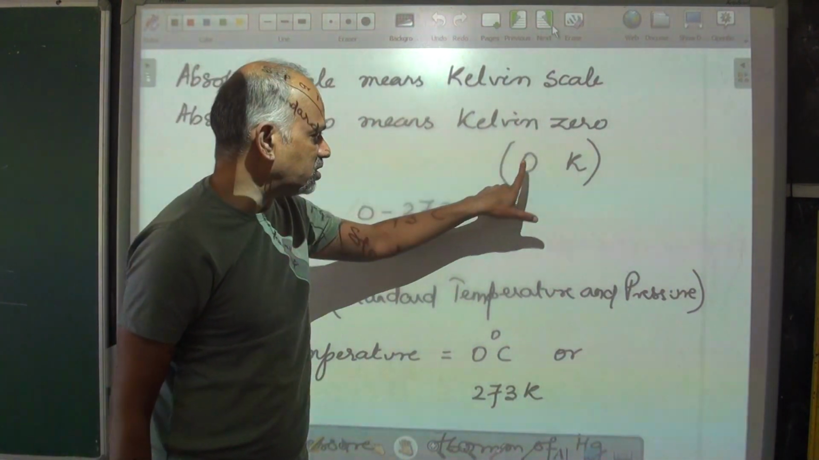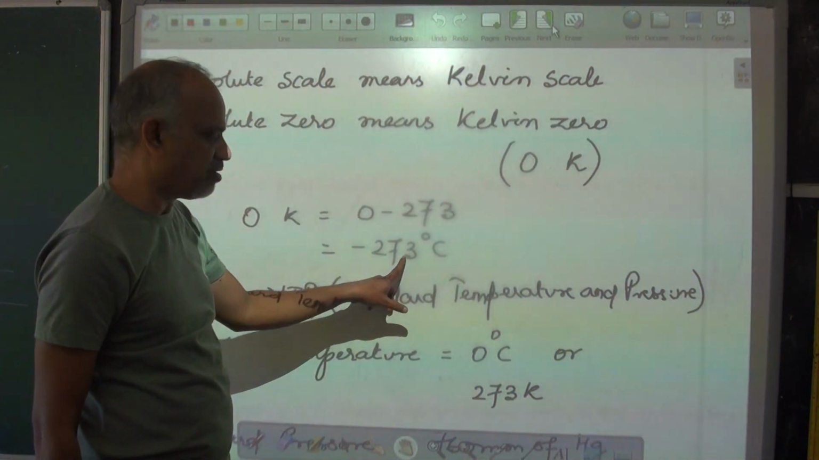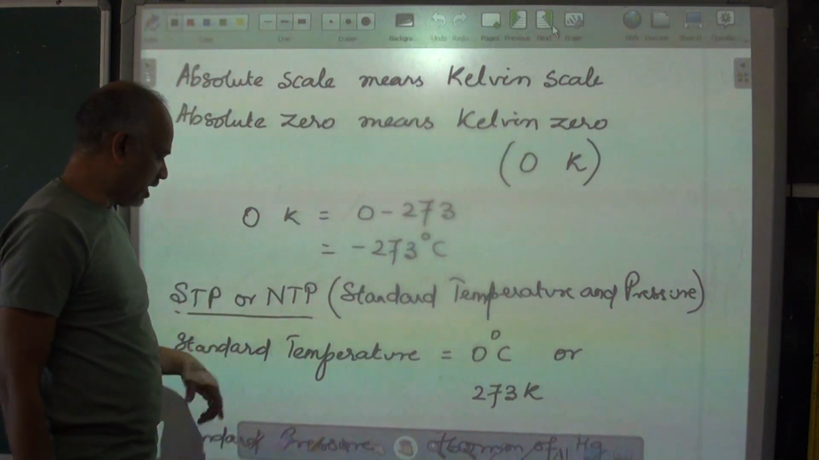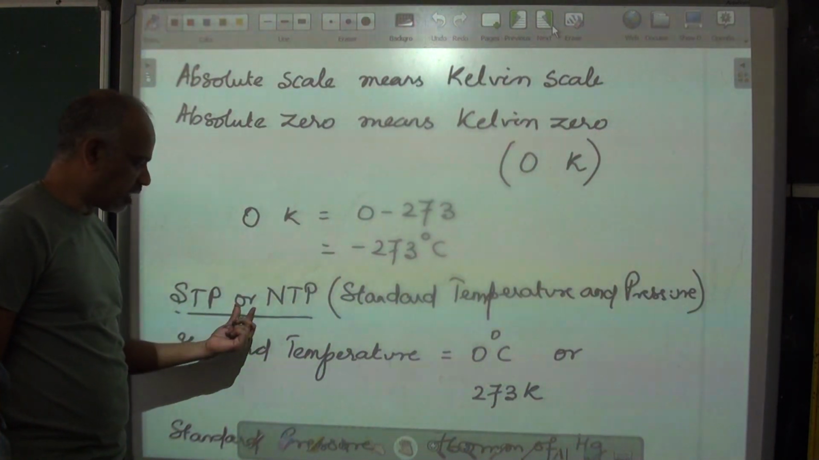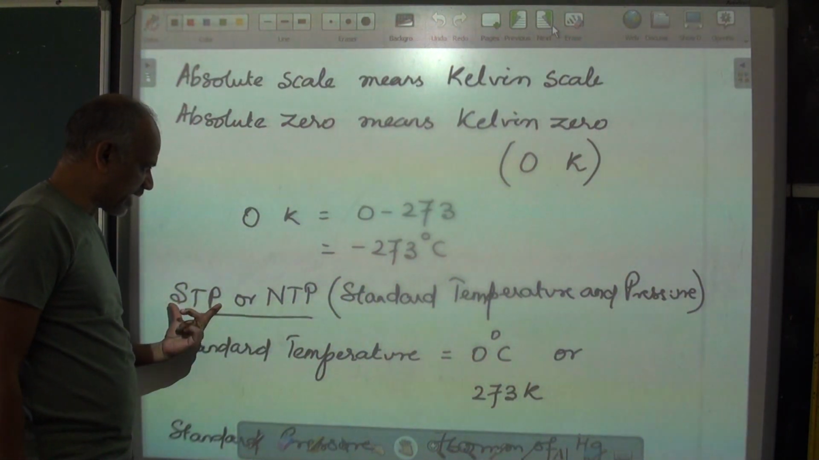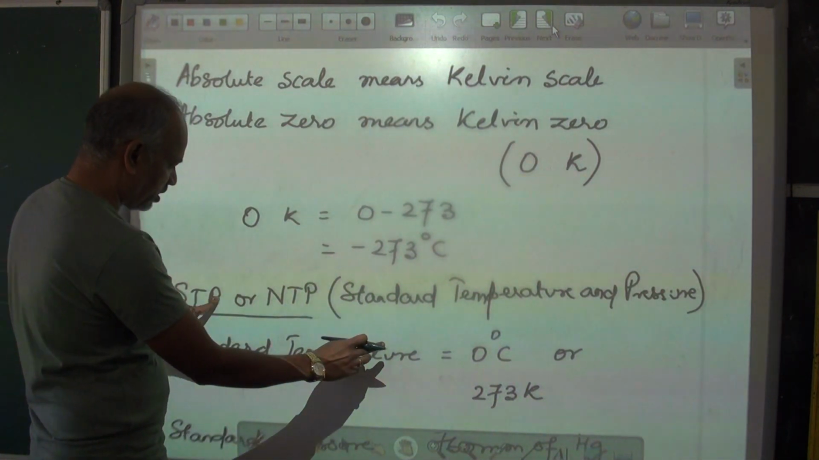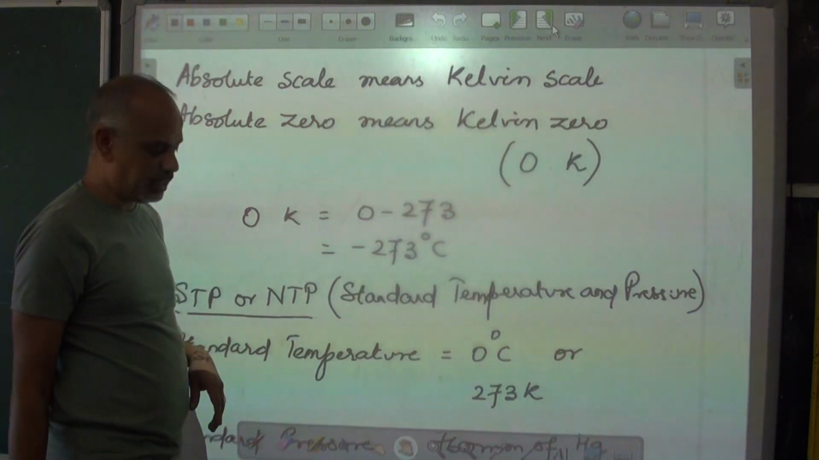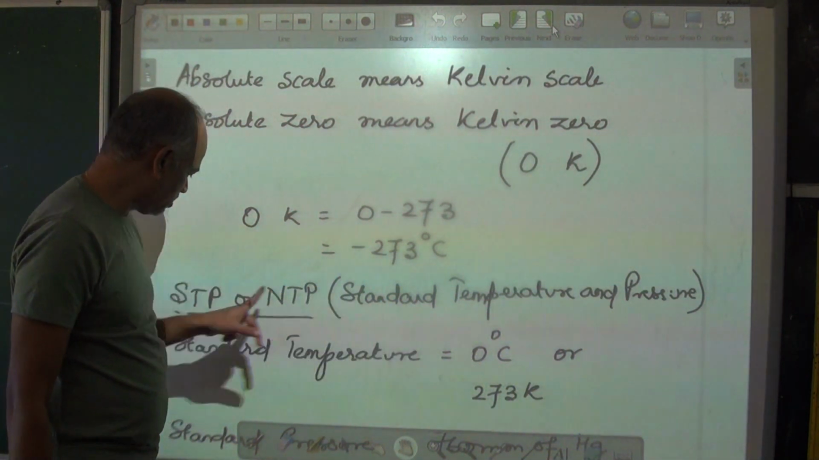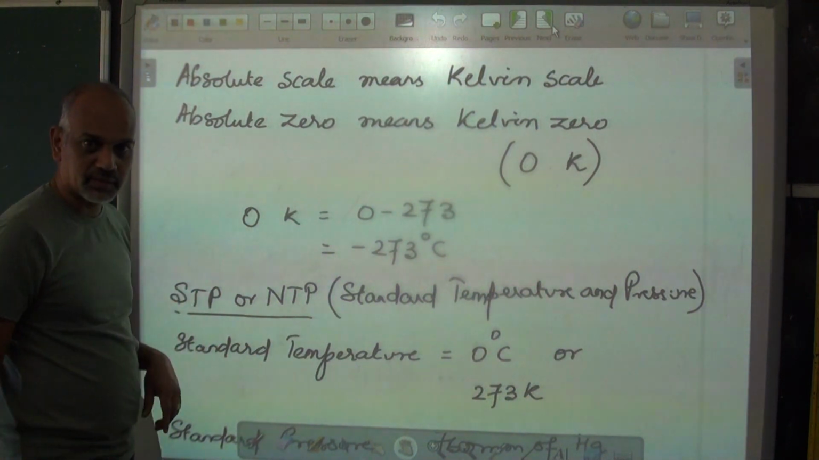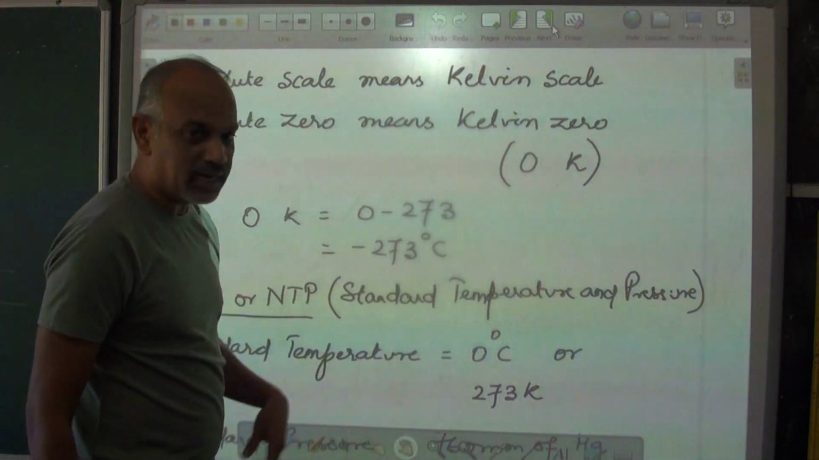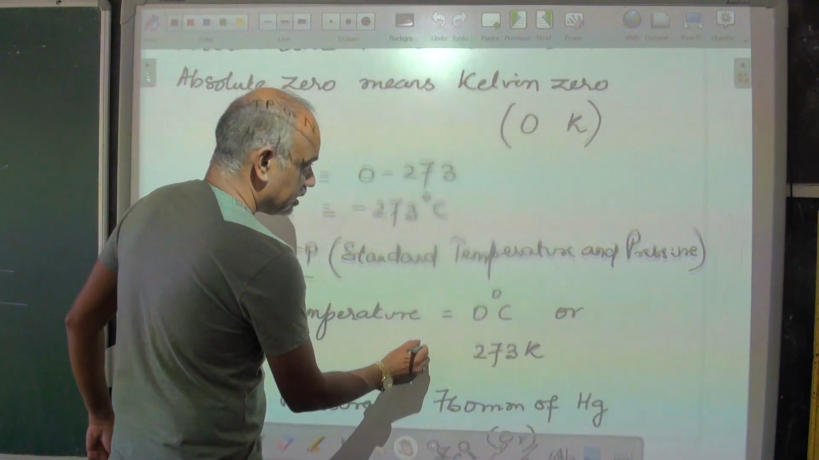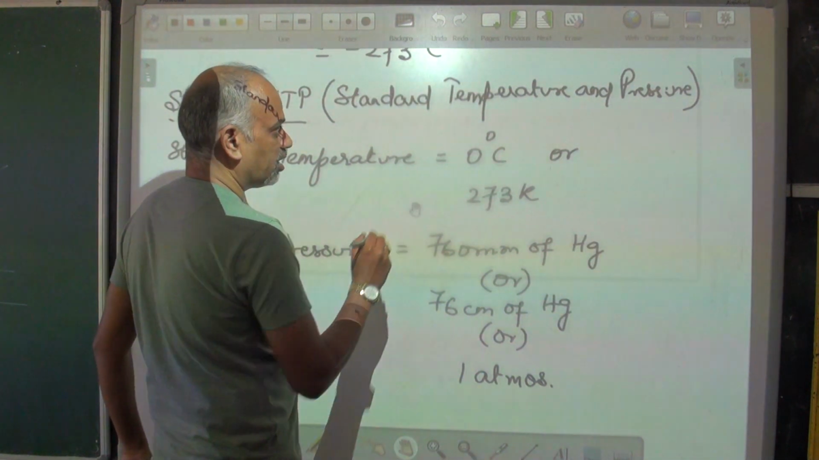So Kelvin 0, which is 0 Kelvin, is also minus 273 degrees Celsius. Then, a few other things that you have to know are about STP, otherwise called NTP. STP stands for standard temperature and pressure, or normal temperature and pressure. Now, what is the standard temperature and pressure? You have to know what the standard temperature is and what the standard pressure is.